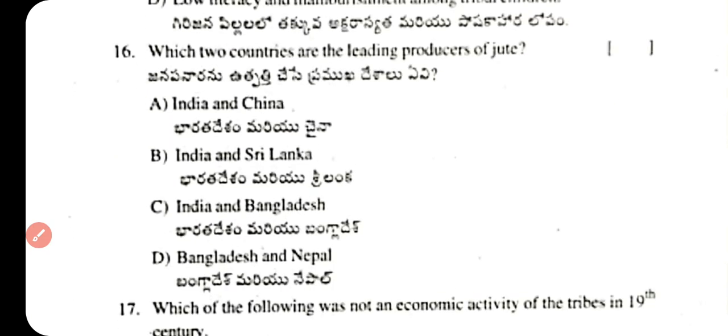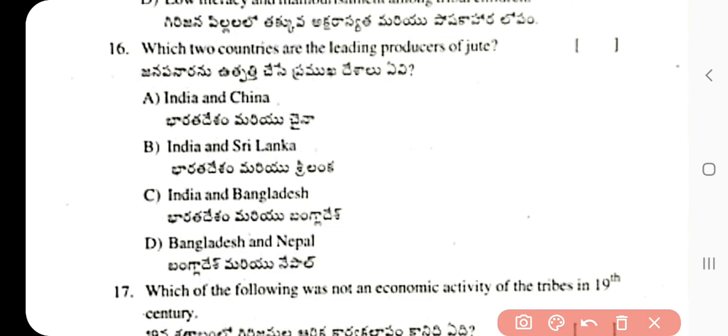Which two countries are leading producers of jute? India and China, India and Sri Lanka, India and Bangladesh, Bangladesh and Nepal. What is the answer? Option C, India and Bangladesh is the right answer. The highly fertile Ganga-Brahmaputra Delta makes India and Bangladesh the world's leading jute producers.